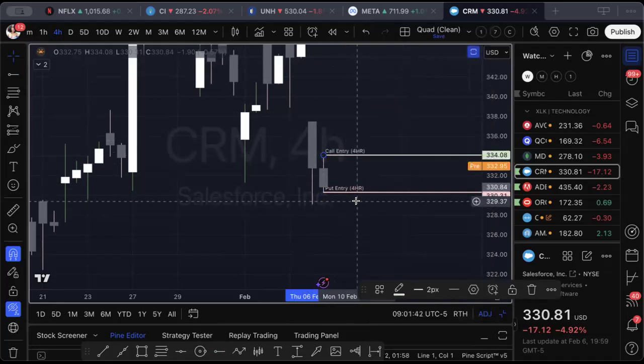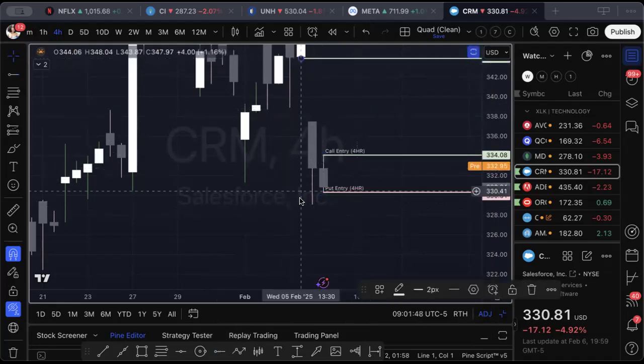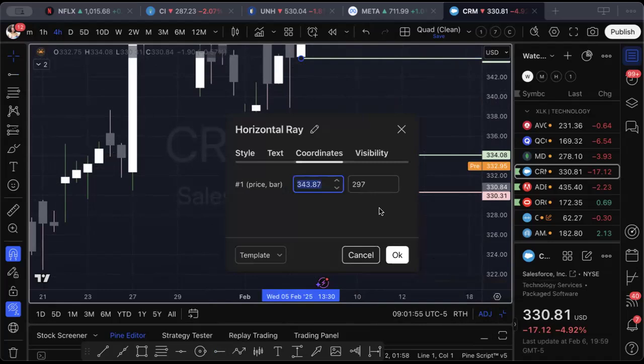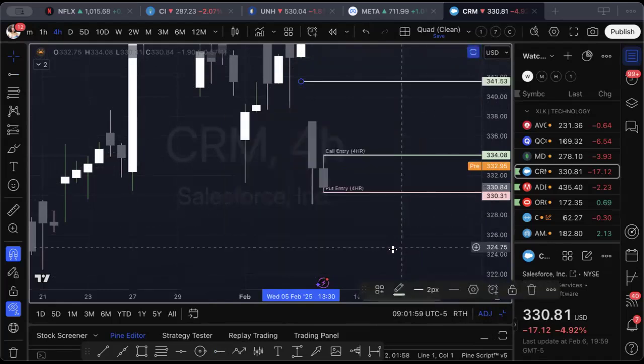And then to the upside for CRM, let's go ahead and map out our ATR target. If you don't know how to do this, I just recently dropped a video on the average true range. So please go and watch that video. All right, so that's our ATR target to the upside.